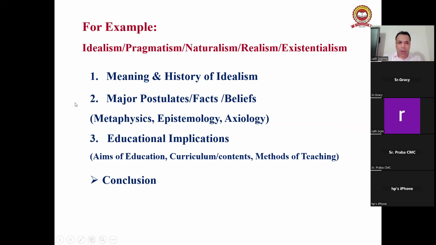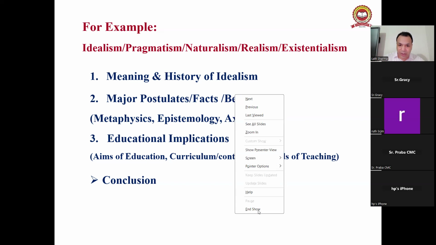So here are the 1, 2, and 3 points. When we talk about idealism, we have to write the meaning and history of idealism, major postulates of idealism, then educational implications. Under the major postulates or major facts, we again talk about 3 things: metaphysics, epistemology, axiology. And under the educational implications, again 3 things: aims of education, curriculum, and method of teaching.